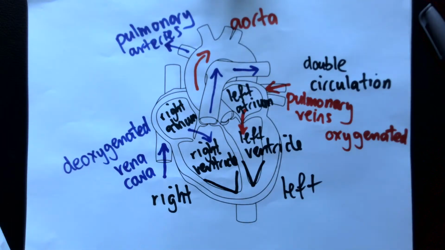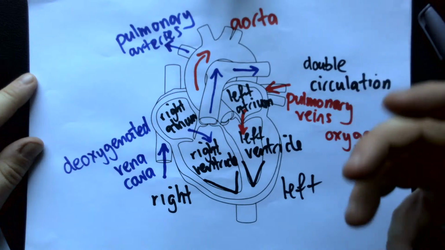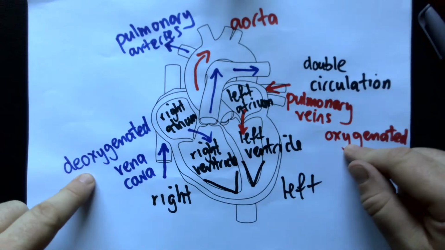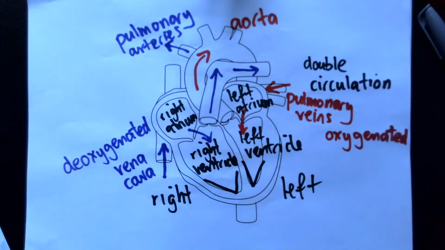And what I would say is you have to know these parts. You have to know the function of them. You have to know the journey, the double circulation of the blood. Oxygenated and deoxygenated, you have to know those terms. And again, the blue and the red is just there to illustrate which way it's going.